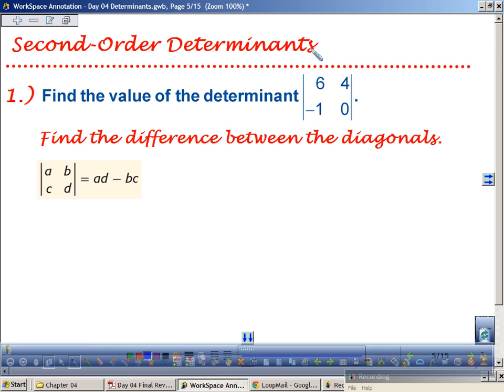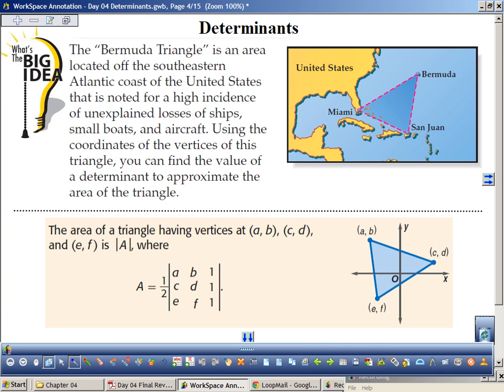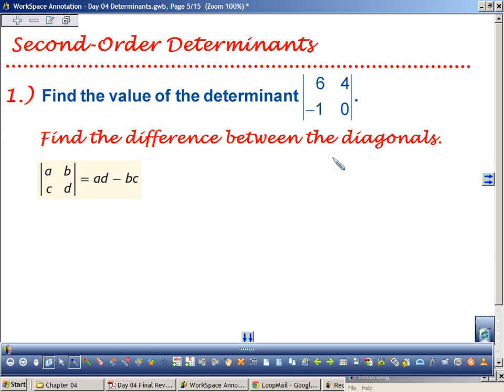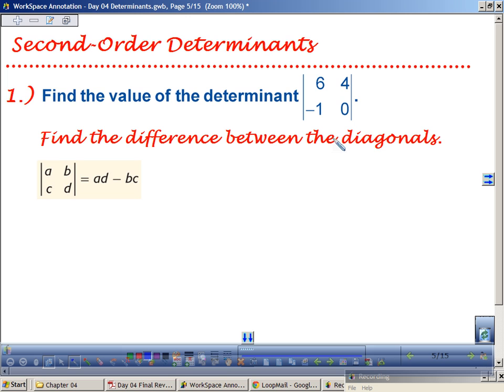Alrighty. So, second order determinant. Find the value of the determinant. What do determinants determine again? What could I find? The area. What do we normally do when we have area? We multiply our base times our height, right? Okay. So the way this works is I'm going to multiply my diagonals and find their difference.